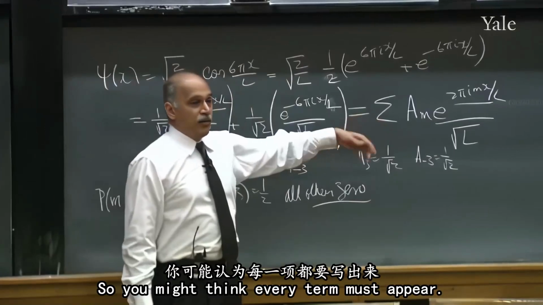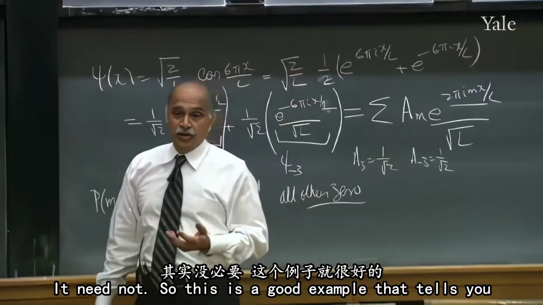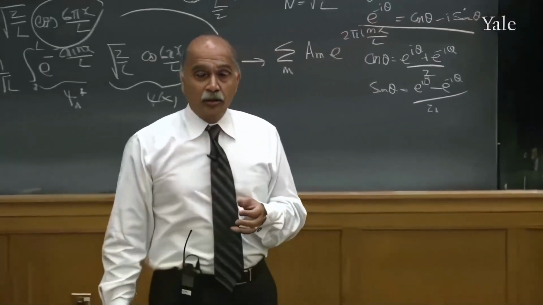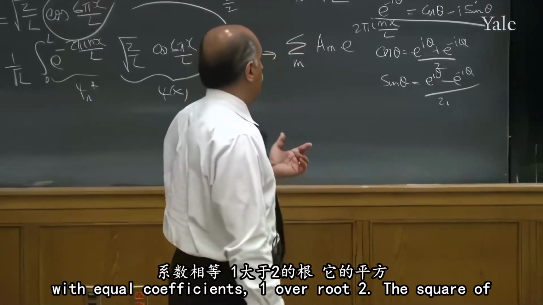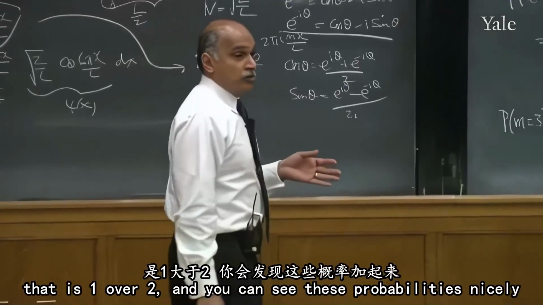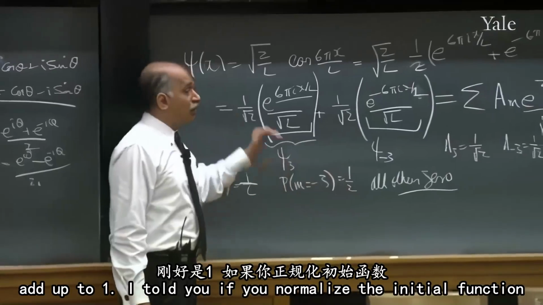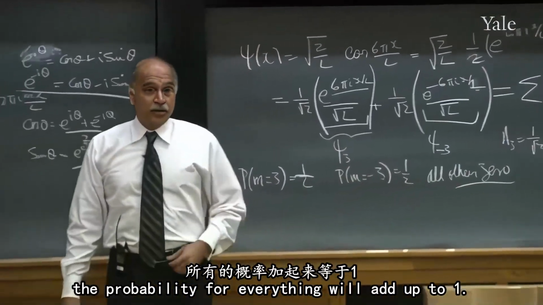So you might think every term must appear. It need not. So this is a good example that tells you only 2 of the m's make it to the final summation. All the other m's are 0. They happen to come with equal coefficients, 1 over root 2. The square of that is 1 over 2. And you can see these probabilities nicely add up to 1. I told you if you normalize the initial function, the probability for everything will add up to 1.